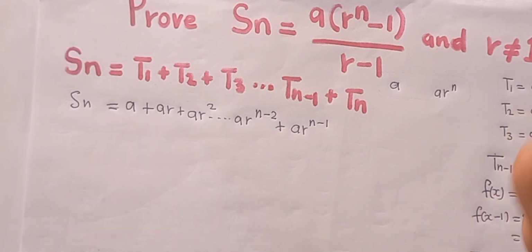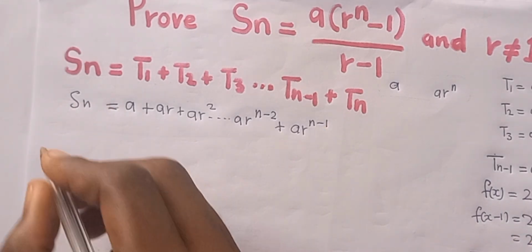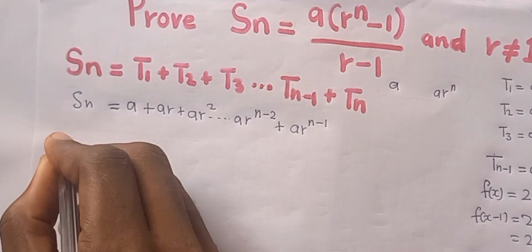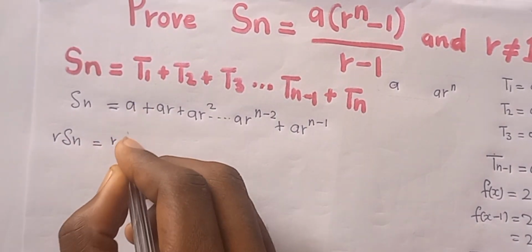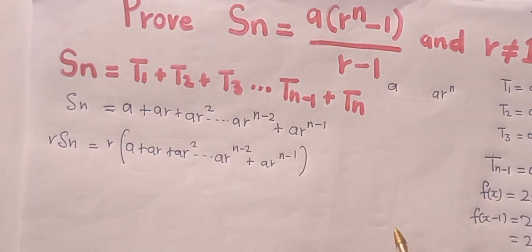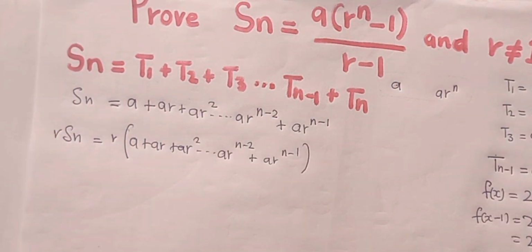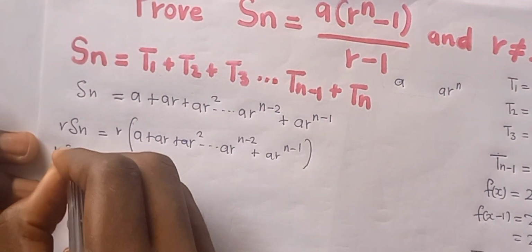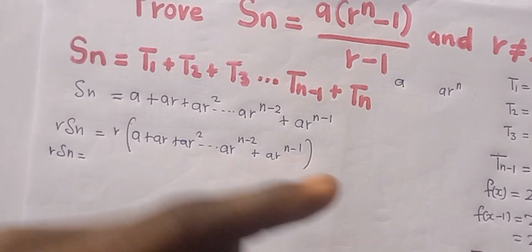Let me write it down so that it makes sense to you. We want to create a second equation. How are we going to create it? We multiply both sides by r. When we multiply by r here, we get Sn, and then multiplying all these terms by r, let me write it down so that it's understandable. So look at this. We multiply all these things by r. I will pause the video and multiply all of these terms so that I can save time.